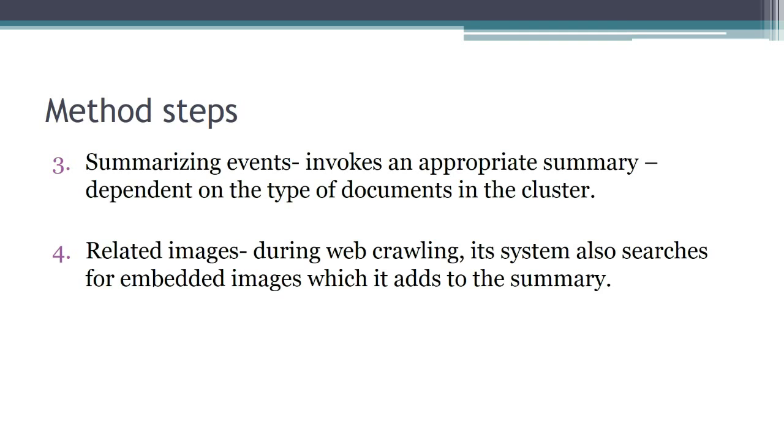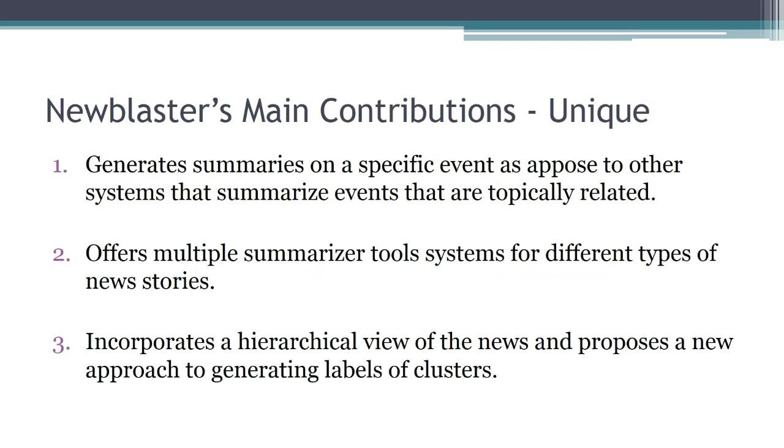Next, we summarize the events, where they have a designated appropriate summary for different types of clustering. For example, a person-centered summary, a multi-event summary, and last, they add images that they found to the summary. So what makes Newsblaster unique, and one of their main contributions, is that they generate summaries on specific events. A lot of the other systems just summarize events that are topically related. And also, like we said, they have a special summary tool for different types of clusters.